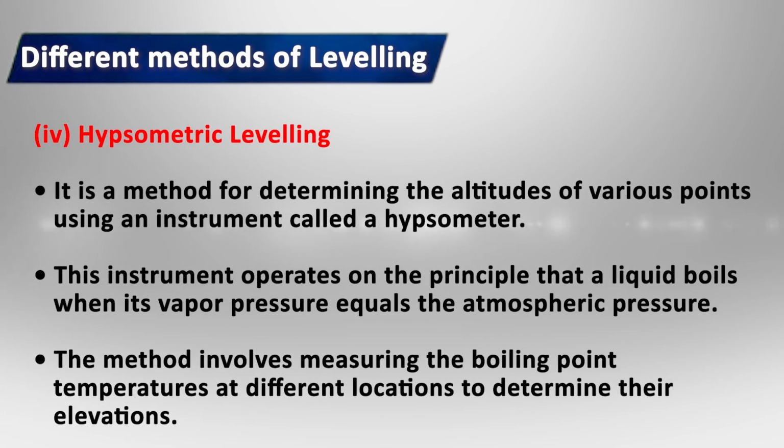The next method is hypsometric leveling. It is a method for determining the altitudes of various points using an instrument called a hypsometer. This instrument operates on the principle that a liquid boils when its vapor pressure equals the atmospheric pressure. Notably, the boiling point of water decreases as the atmospheric pressure drops, which occurs at higher altitudes. The method involves measuring the boiling point temperatures at different locations to determine the elevations.